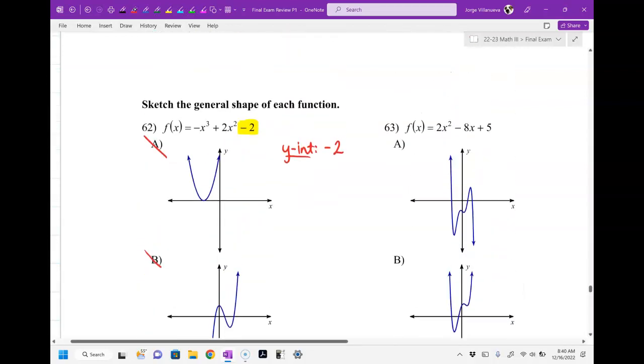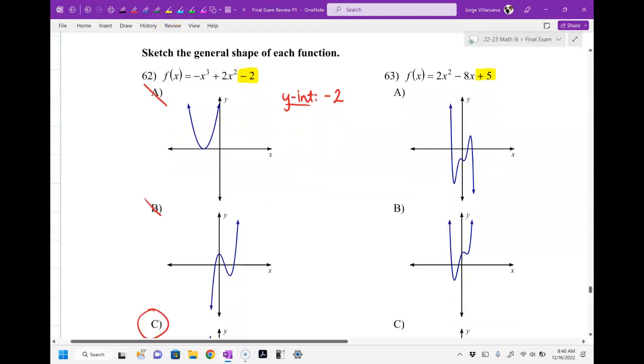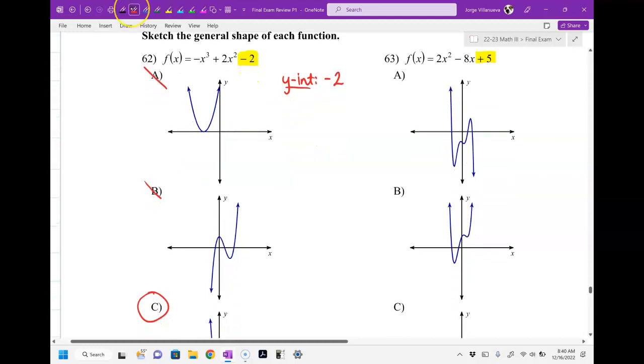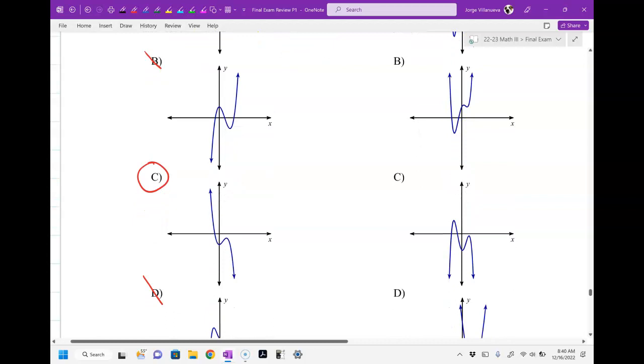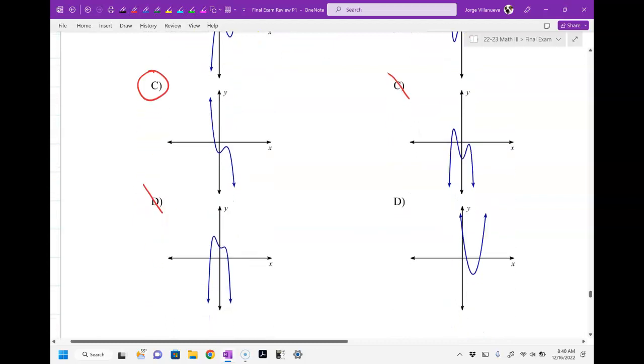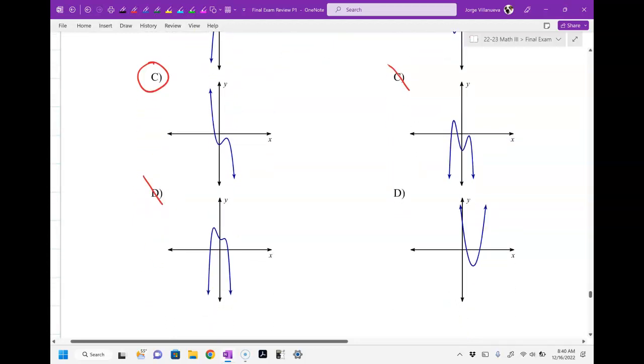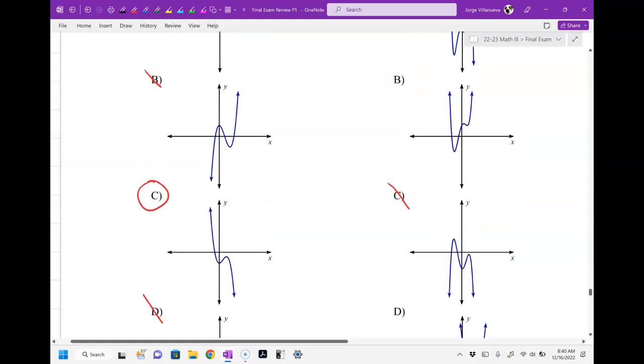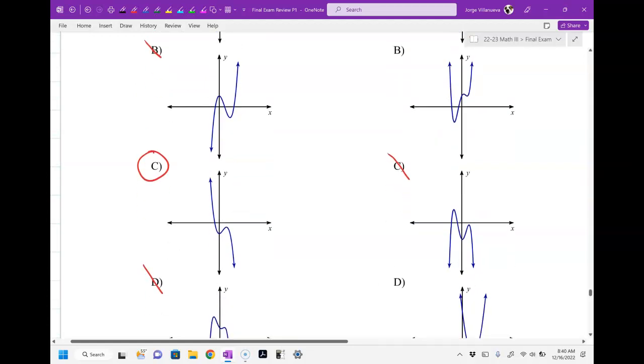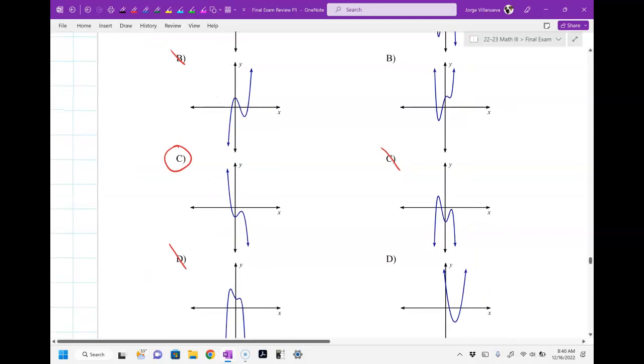Now, let's look at this next one. What is my y-intercept for number 63? 5. Which ones do not look like they cross through 5 on the y-axis? A, I mean, maybe B, but sorry, B might be okay. C, all right. D might, yeah, it might be D or it might be B, right? So it's two of them right now. I'll kind of zoom out, but those two are possible.